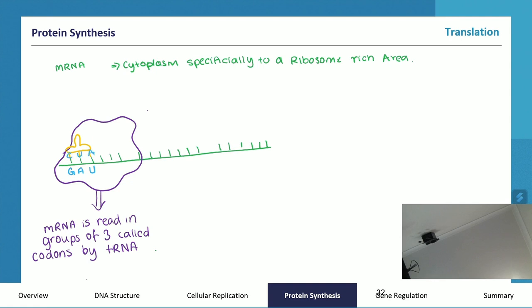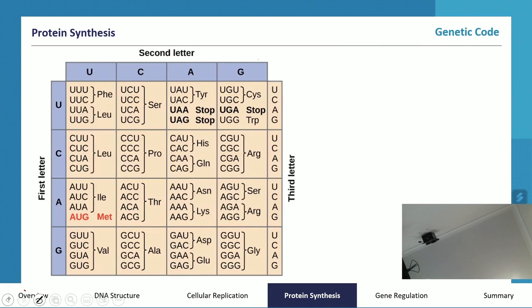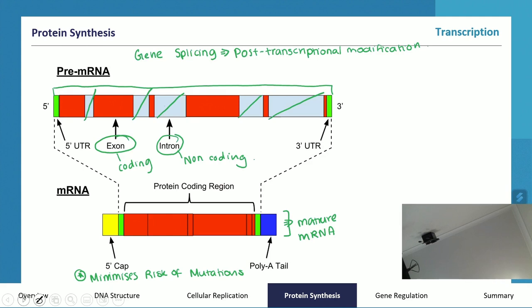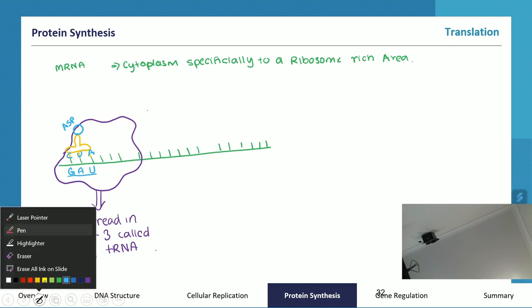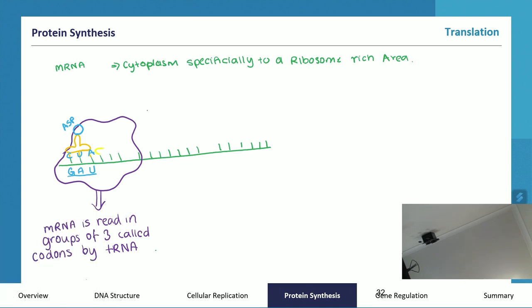The tRNA will then read the GAU codon and go, okay, GAU corresponds with, if I go back to the table from the start, I've got GAU ASP. So that's the amino acid that it needs to create. And then off the top of the tRNA, we will get an ASP amino acid. Then another tRNA molecule will move on to the next set of codons.